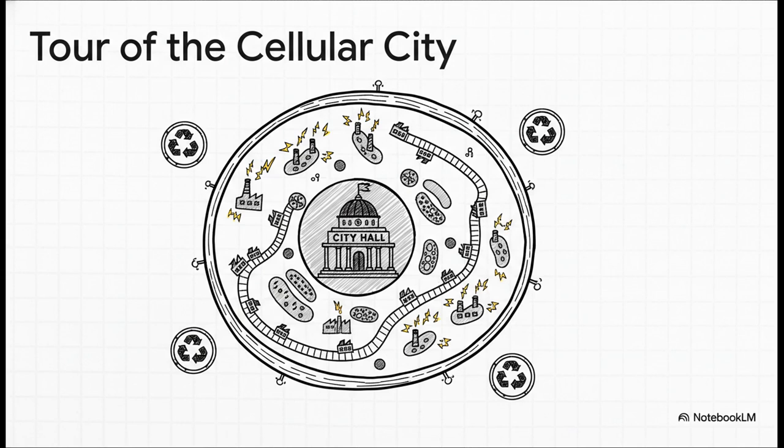The mitochondria, those are the power plants, working 24/7 to generate energy. Ribosomes are the factories, churning out proteins. Then you have the ER and the Golgi. Think of them as a massive production line and shipping center, packing and sending products all over the city. And the lysosomes, they're the city's recycling plant, breaking down all the trash.